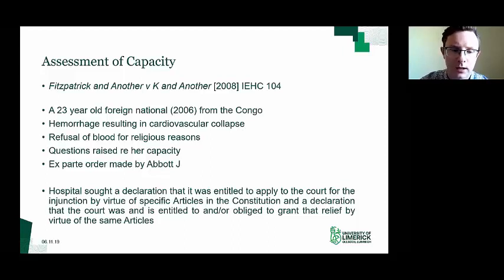In granting the order, a sedative was administered to the woman and a blood transfusion was commenced. After this, the hospital sought a declaration that it was entitled to apply to the court for the injunction, so really just making sure that they were on firm legal ground. The individual, in this case, Miss Kay, counterclaimed and argued that there had been a breach of her rights. The case would ultimately really turn on that assessment of capacity. And in that regard, Justice Laffoy set out 6 principles which are still relevant for our approach to capacity. The first of these is set out in the next slide.